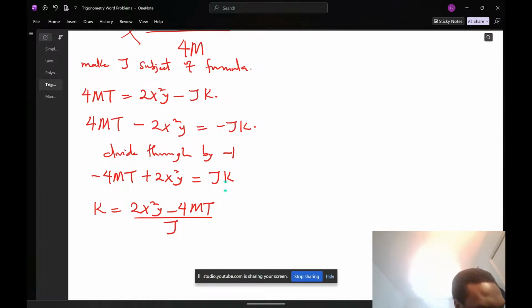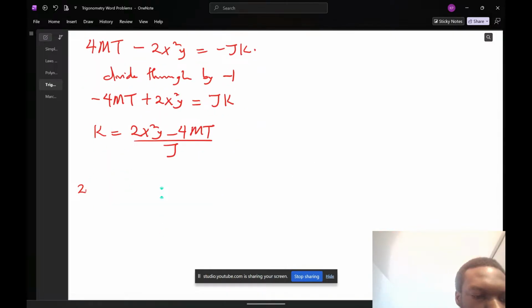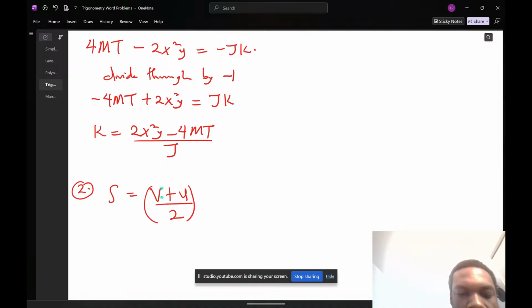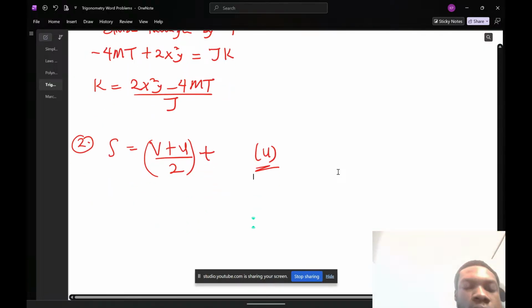So let me do another one. Let's see, we have s is equals to v plus u over 2 times t. No, let me just put it here outside. I don't need to put times 2t. So make u subject of formula. We want to make u subject of formula in this case.